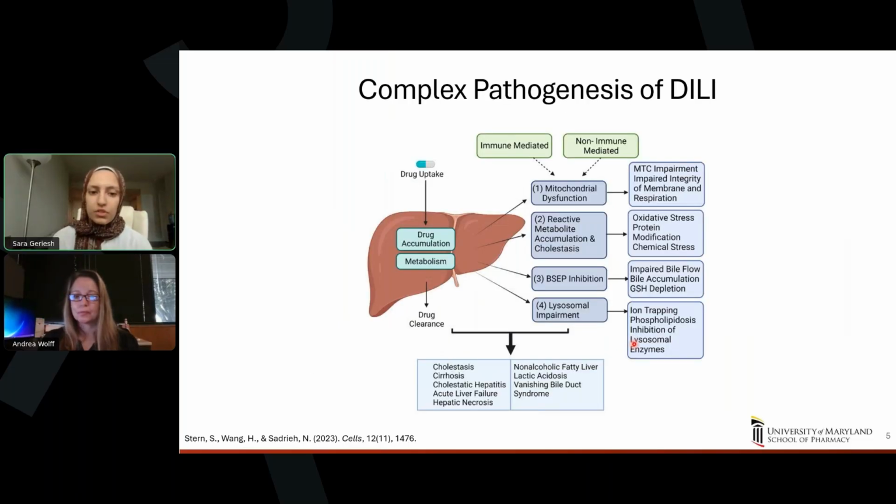I just included this slide to show how many different mechanisms can be involved in drug-induced liver injury. They can be classified into immune-mediated and non-immune-mediated, including mitochondrial dysfunction, ROS formation, transporter inhibition, and lysosomal impairment. So this just shows that there are many mechanisms involved, specifically for idiosyncratic DILI drugs, and one drug could have different mechanisms of hepatotoxicity.